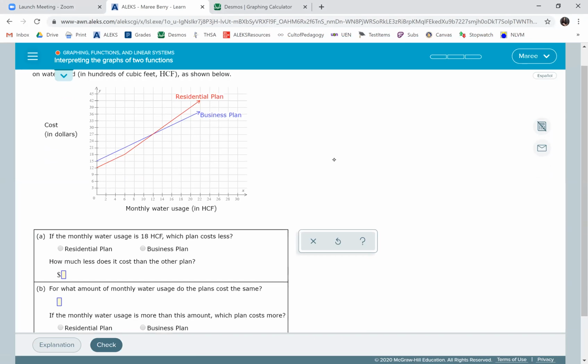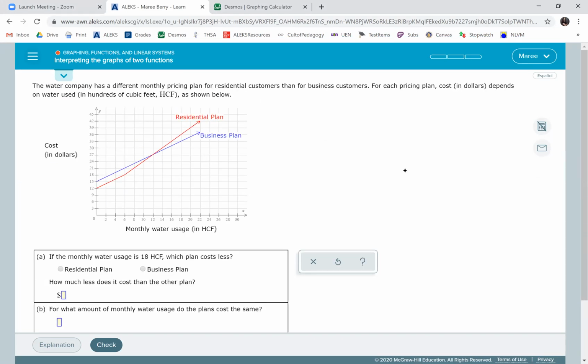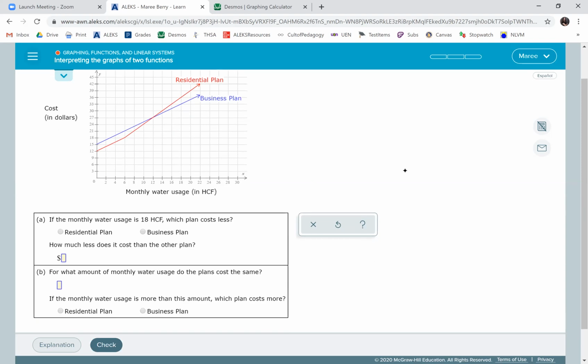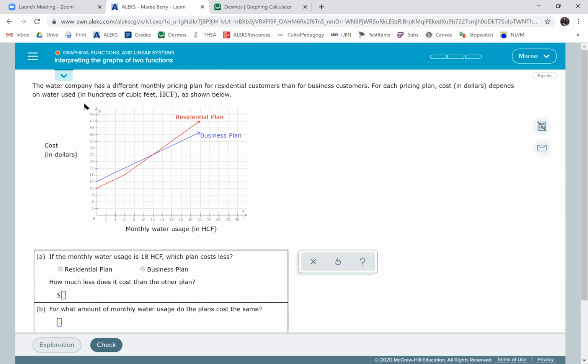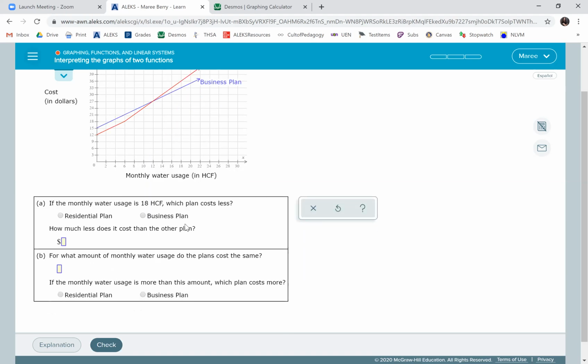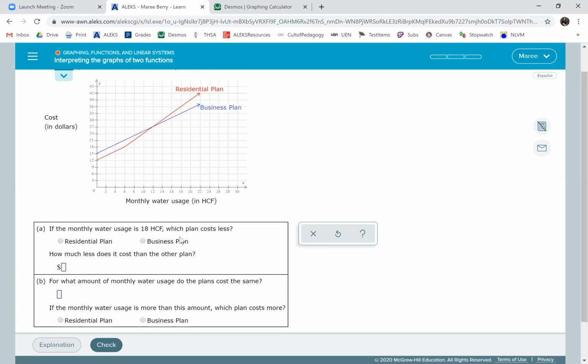Okay, so there's a whole word problem, and I'm just going to go straight to the questions. If the monthly water usage is 18 HCF, which stands for hundreds of cubic feet, which plan costs less? So I'm looking at my label, which is right here, and it says 18. So here's 18. I'm going to go straight up. It says which one costs less? So it's the one that's on the bottom. So it's the business plan.